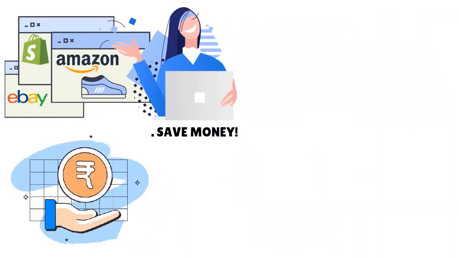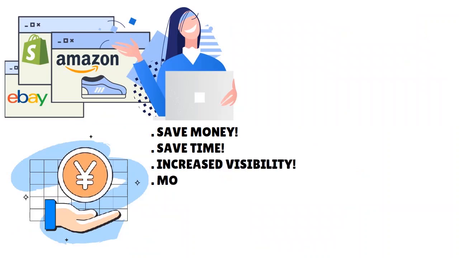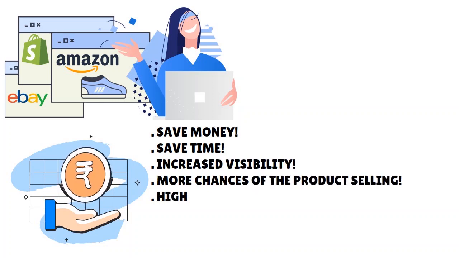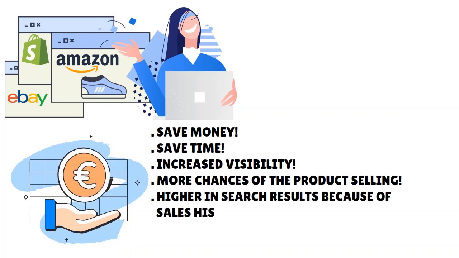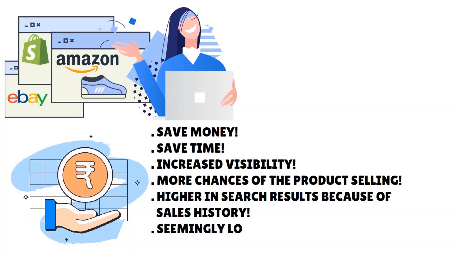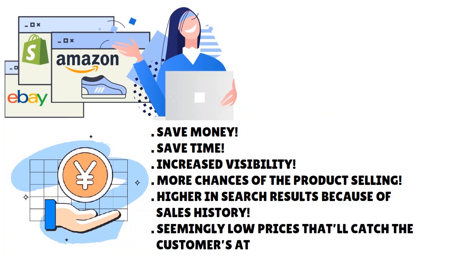So variation listing has a lot of benefits. You save money, you save time, you have increased visibility on the platform on eBay. You have more chances of the product selling. You can rank higher in search results because of sales history, and you have seemingly low prices that will catch the customer's attention. Fantastic.